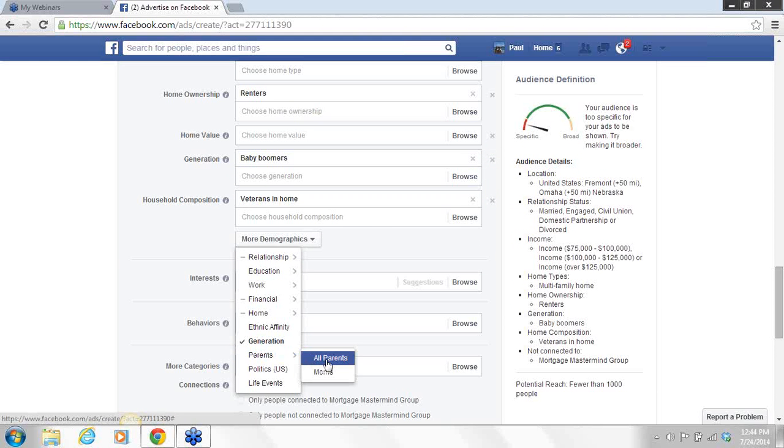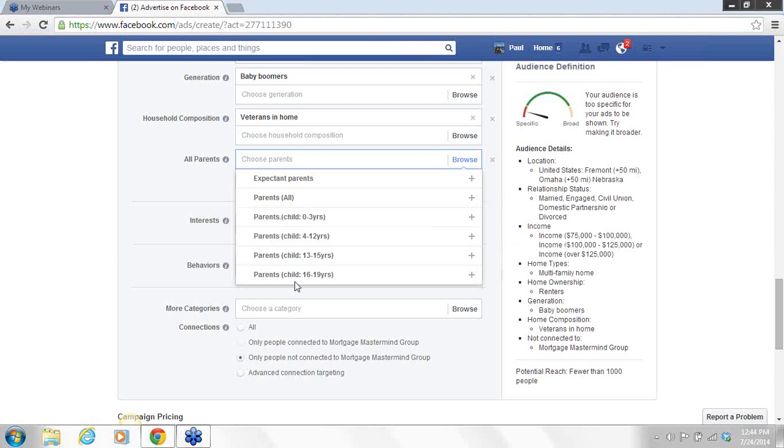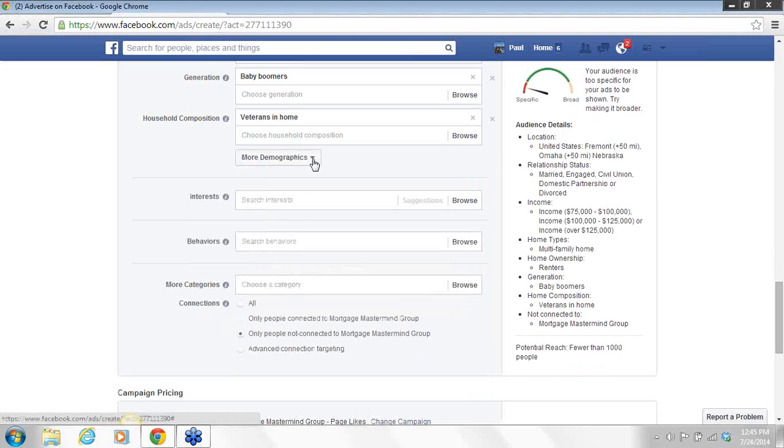Parents. You can do all parents, and what all parents allows you to do is you can choose from expectant parents, all parents of kids that are 0 to 3, parents of kids that are 16 to 19, because you think, well, those people are probably going to be empty nesters pretty soon. So you can do parents and select that based on what you're doing, looking for new parents. Mix and match some of these demographics so that they work for what you're doing. And what's really cool is you can change those later on. You can change your demographics.